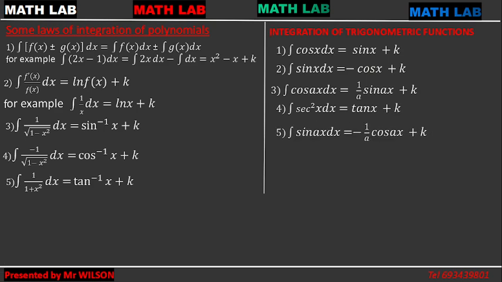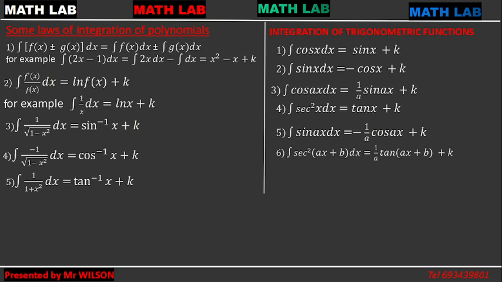And the other one is the integral of sine ax dx equals negative 1/a cos ax plus k. And finally, the integral of sec squared of (ax + b) dx equals 1/a tan(ax + b) plus k. For all these trigonometric functions, we discover that all these integrals have different answers that are related to the differentials of our function.